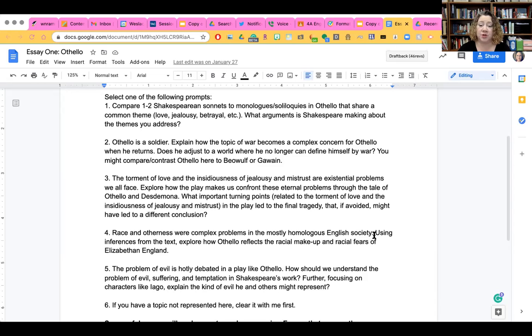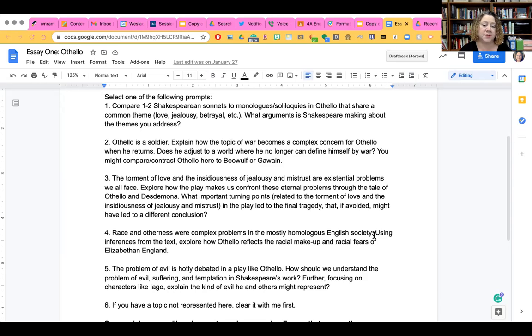So you might have to research a little bit: what were the racial fears in Elizabethan England? What were people afraid of when they saw someone of a different race or a different background or an otherness, a person with otherness? So you might have to do that first, and then you would just inform yourself, and then you would write the paper from your own concept. You wouldn't be quoting from those sources that you used to inform yourself.